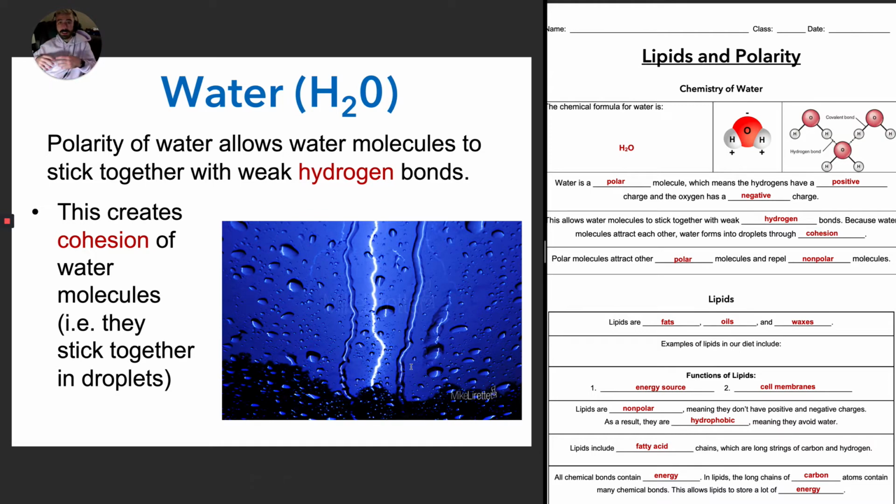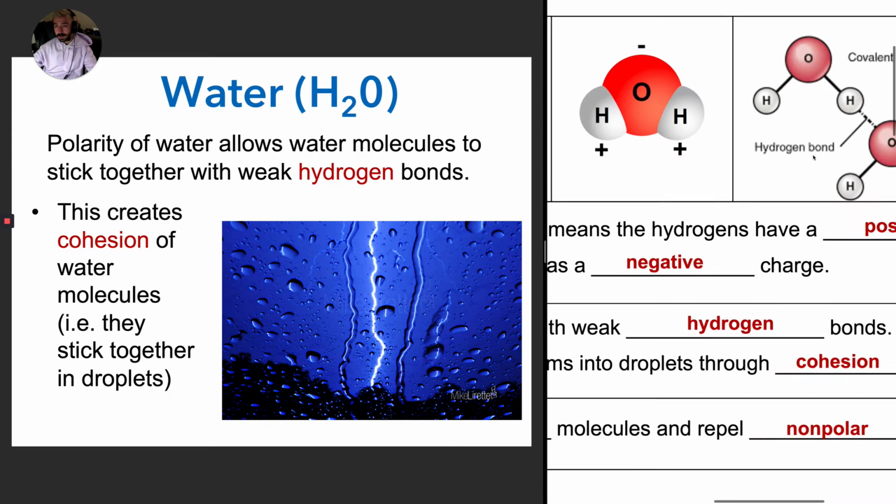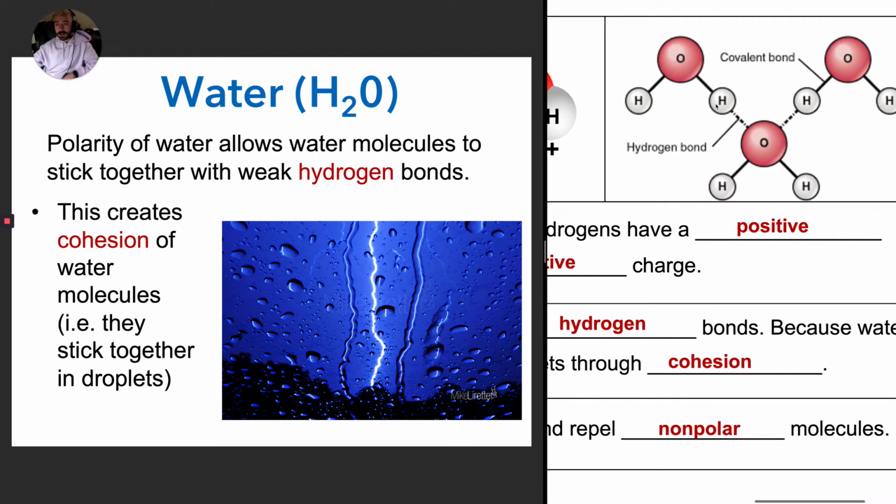So because of the polarity of water, we observe that water molecules stick to themselves with what we call hydrogen bonds. And if you look over here at the notes, I'll be able to zoom in here. Let's see. These water molecules here, you see the oxygen, hydrogen, oxygen, hydrogen, oxygen, hydrogen.